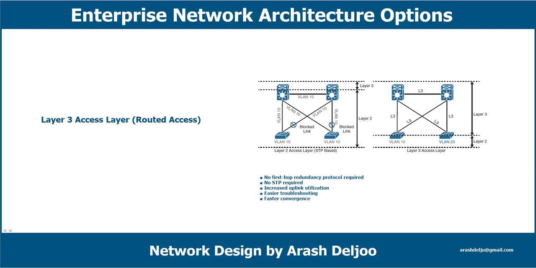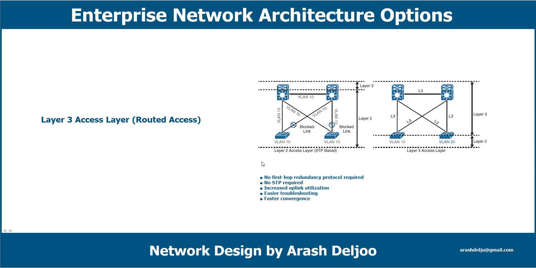You know that until now we learned about the two-tier design, actually two-tier or collapsed core, and after that the 3-tier, and after that we learned about the layer 2 access layer, STP based, and layer 3 access layer, routed access. Okay, you can combine these methods together for the design of an enterprise network architecture.